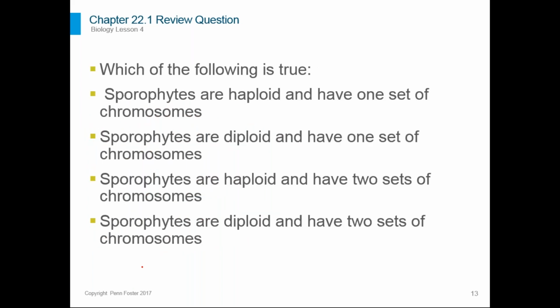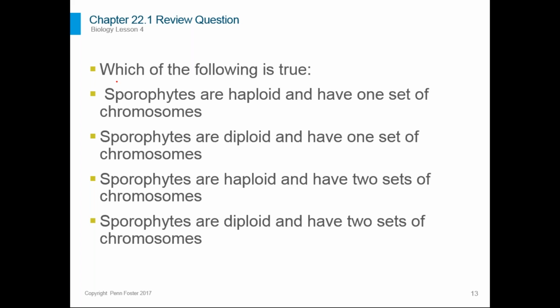And here's another review question. Which of the following is true? Sporophytes are haploid and have one set of chromosomes. Sporophytes are diploid and have one set of chromosomes. Sporophytes are haploid and have two sets of chromosomes, or sporophytes are diploid and have two sets of chromosomes. Yikes. Okay.